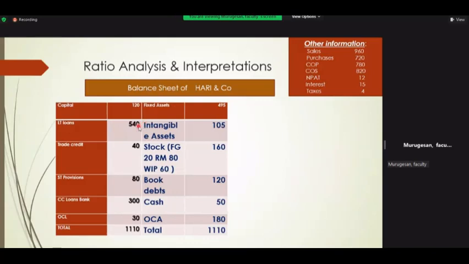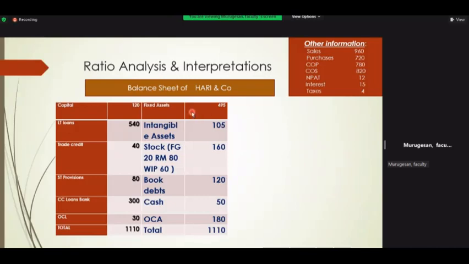Their capital is 120, maybe lakhs. LT loans are 540, that is NCL. Trade credit 40 lakhs. That means they are buying their raw materials on credit, unpaid, 40 lakhs. Short-term provisions like bonus, income tax, 80 lakhs. CC loan from the bank, 300 lakhs. OCL, 30. So the total liability is 1,110 lakhs.